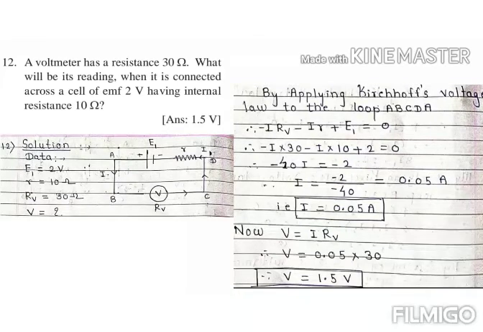That is, I is equal to 0.05 ampere. Now, V is equal to I into RV. Therefore, V is equal to 0.05 into 30. Therefore, V is equal to 1.5 volt.